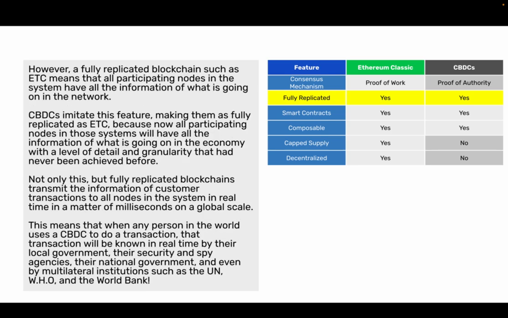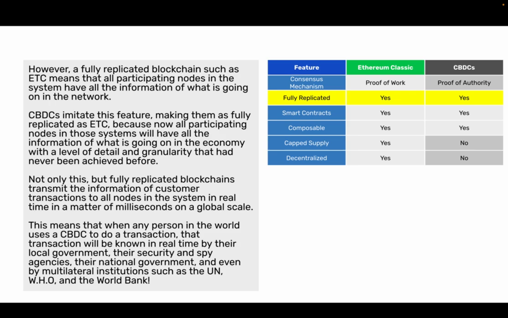However, a fully replicated blockchain such as ETC means that all participating nodes in the system have all the information of what is going on in the network. CBDCs imitate this feature, making them as fully replicated as ETC, because now all participating nodes in those systems will have all the information of what is going on in the economy with a level of detail and granularity that had never been achieved before.